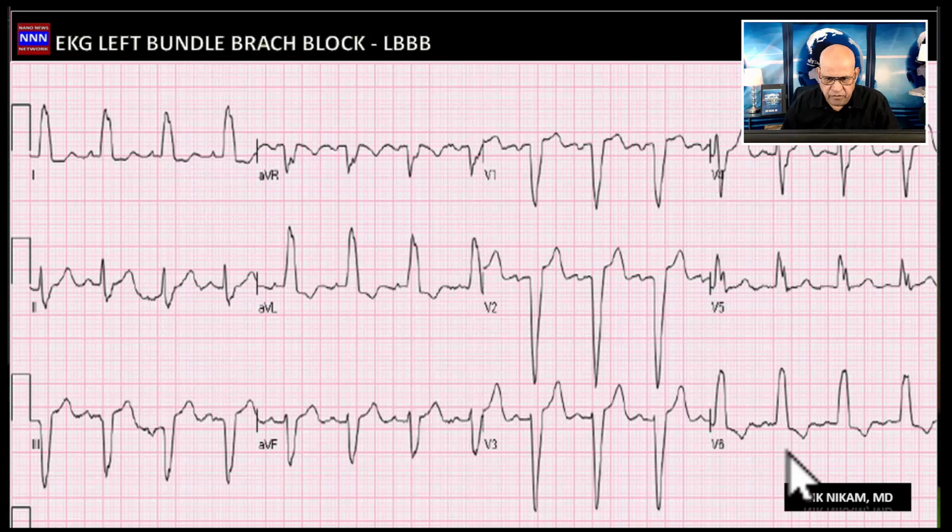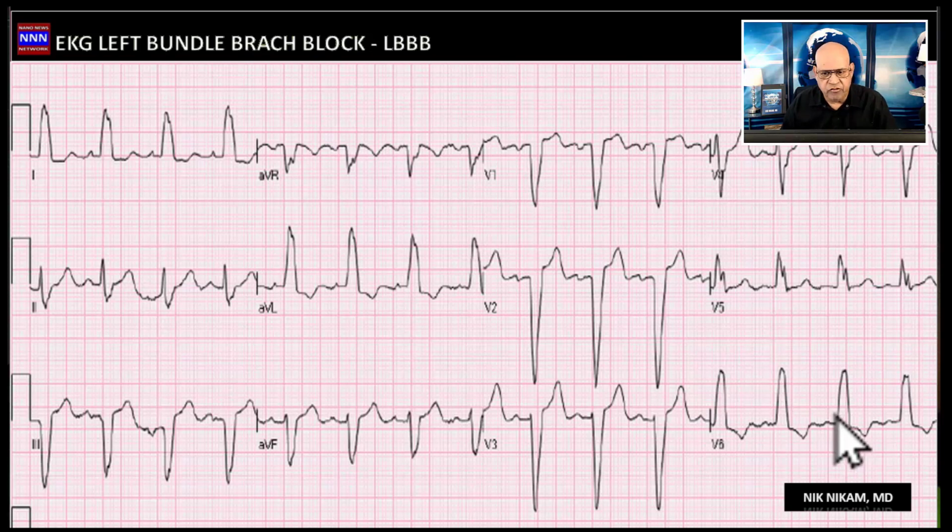The third feature we're going to see will be the so-called QS or RS complexes in the anterior leads. Here we have tiny R waves, so this is an RS complex, and they are pretty deep. The QS complexes are very wide compared to the R waves in the lateral chest leads.